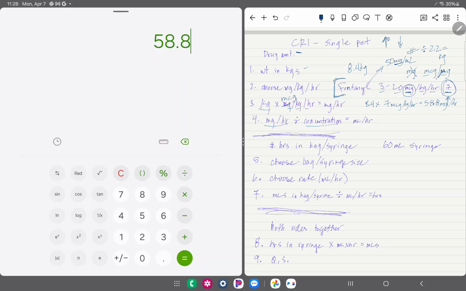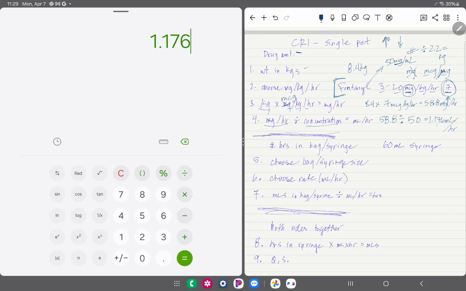So we like that. Anyway, so now I'm taking my mic per hour, which is 58.8, and we're dividing that by the concentration, which is 50. So we got 58.8 on my calculator divided by 50, and that's going to equal 1.176 mil per hour. So for every hour in this bag, I have to add 1.176 mils to make sure I am giving him the most accurate amount possible.